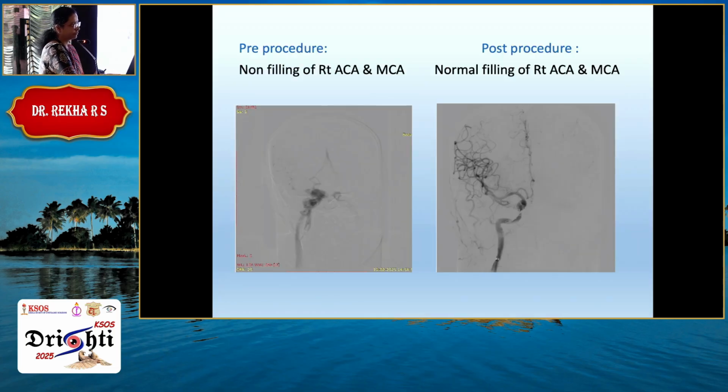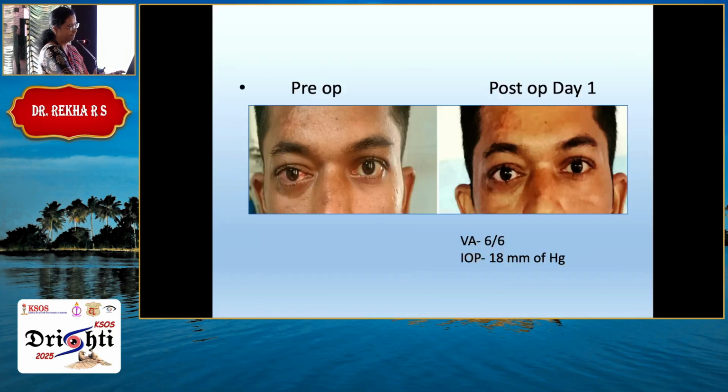Okay. So you can compare the pre-procedure DSA. This is the pre-procedure, there was no filling on the right hand side, and post-procedure there was immediate filling of the right hand side. And what we noticed was that clinically also, immediately on post-op day 1 itself, all ocular parameters came back to normal. The eye became quiet, the edema disappeared, the visual acuity came back to 6/6, and intraocular pressure came back to normal.